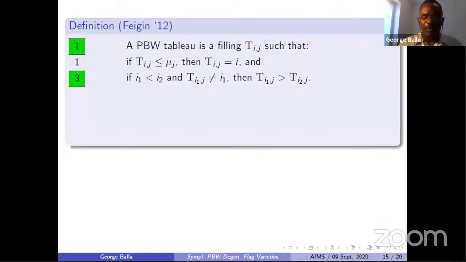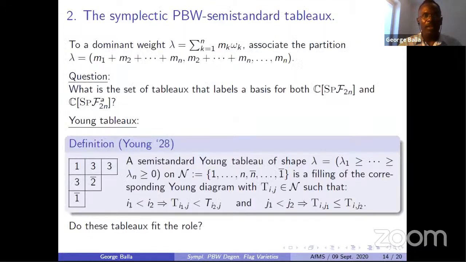Now let's define what a PBW tableau is. I should say that there are very many tableaux in the symplectic case, for example the tableaux of King, of De Concini, of Kashiwara-Nakashima, or Proctor. Very many, but all of them build on semi-standardness coming from Young tableaux. So they satisfy these conditions we have seen, plus extra conditions.